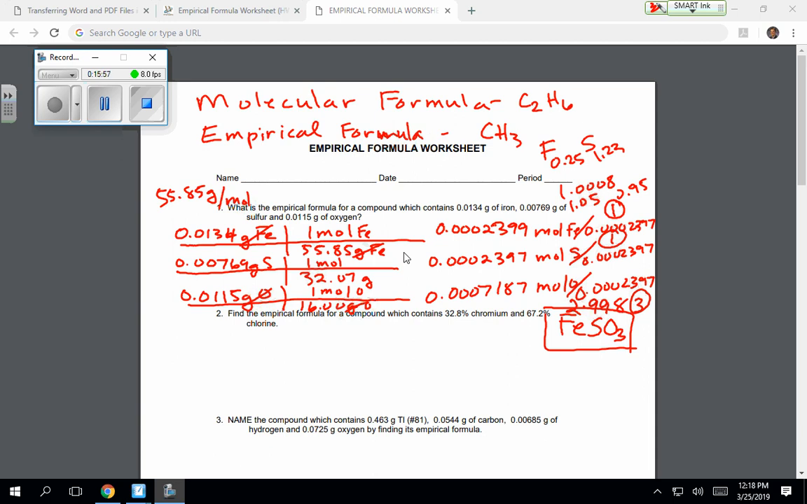When it says that the empirical formula for a compound contains 32.8% chromium and 67.2% chlorine, if they do not give you a total mass for the substance, here's what you want to do. You want to assume 100 grams. To be frank, you could assume whatever you want, 75 grams or 50 grams, because when we're talking about percentages, it doesn't really matter how much of something you have in total.